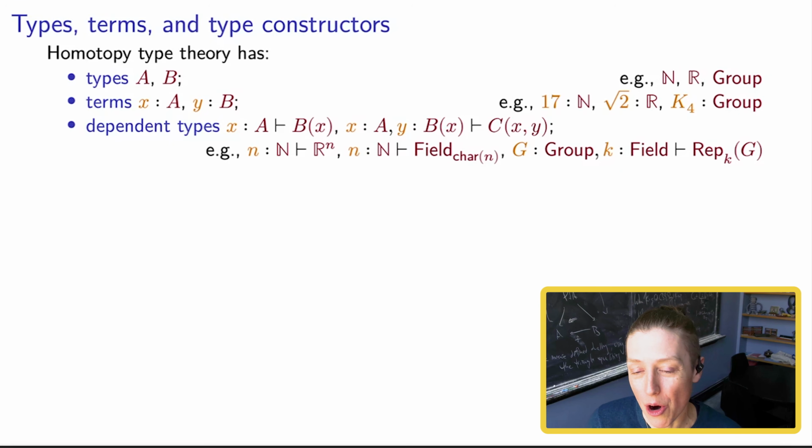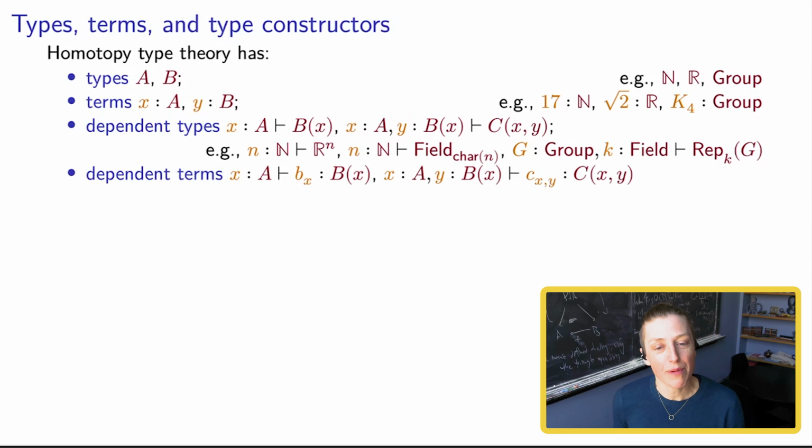Also, if I have an arbitrary group G and an arbitrary field K, we can talk about representations of G over the field K. So that's an example of a dependent type family. And then finally, we have dependent terms. And the way I should interpret one of these dependent terms is really as a function.